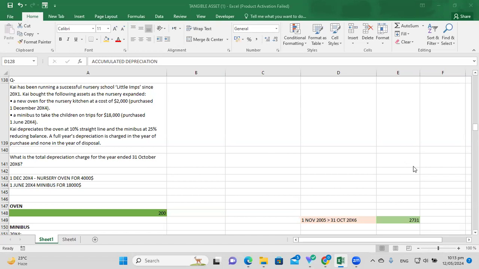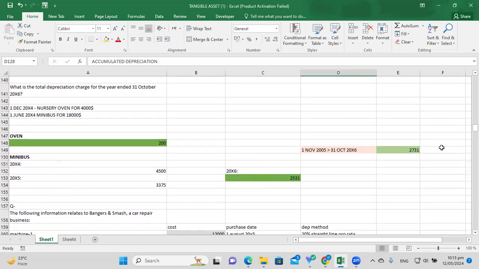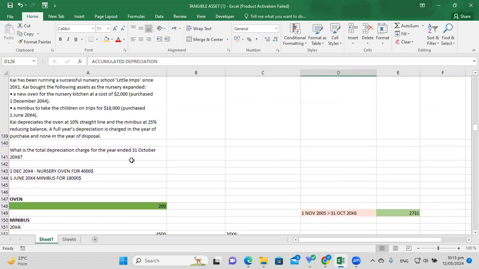So now let's have a look how this works. First of all, we will have a look at the oven. What's the requirement? The requirement is: what is the total depreciation charge for the year ended 31 October 2006? If your year is ending 31 October 2006, when did your year start? 12 months back, right? So your year started on 1 November 2005, and it ended on 31 October 2006.